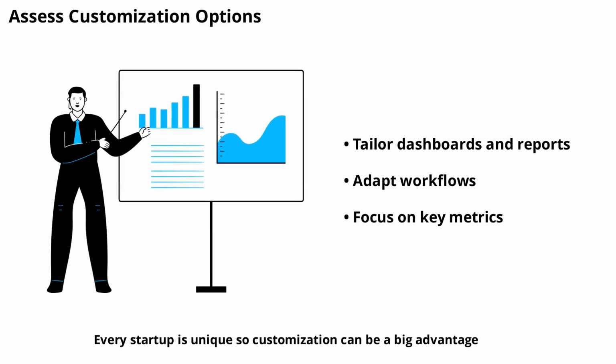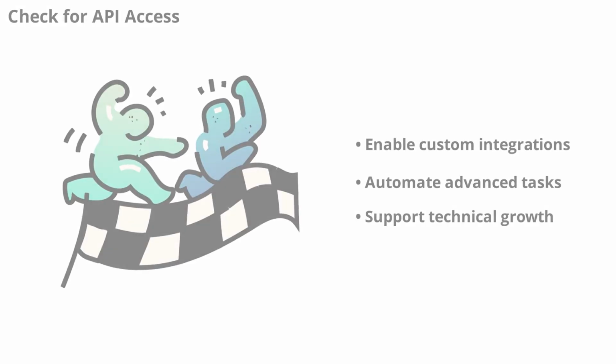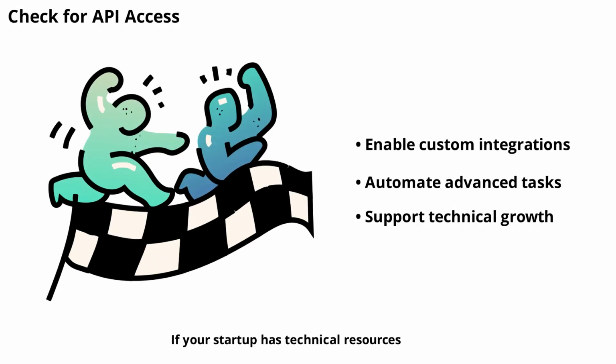Every startup is unique, so customization can be a big advantage. Check if the software allows you to tailor dashboards, reports, or workflows to fit your needs. Customization helps you focus on the metrics and features that matter most to your business, making your social media management more efficient and effective. If your startup has technical resources, API access can unlock even more possibilities.